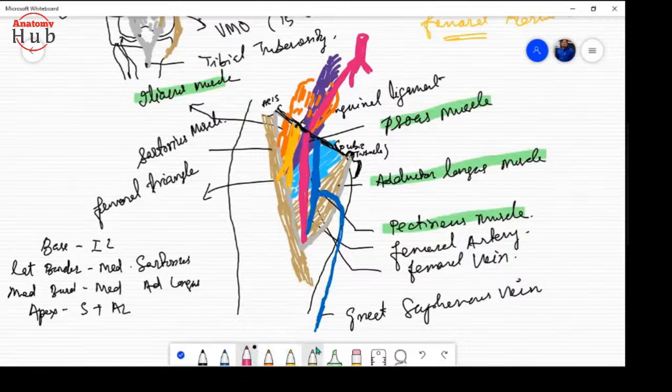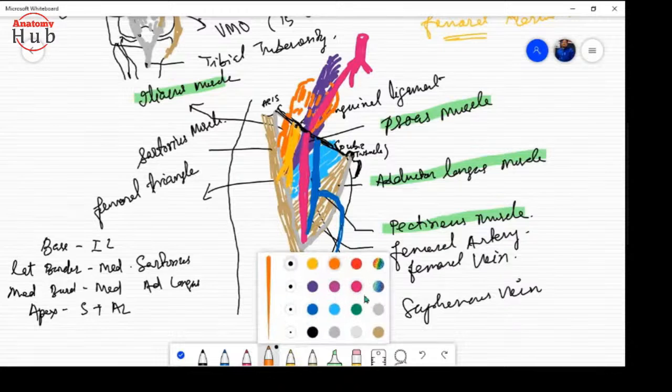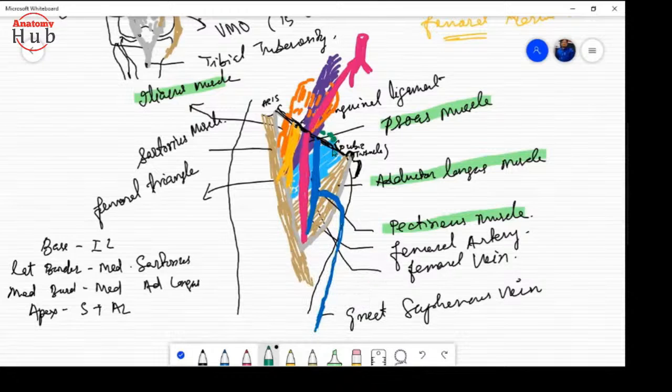Other structures that I will draw in green. So here you will find some other structures. These structures are known as your lymph nodes, the inguinal lymph nodes. So inguinal lymph nodes are here. That means all these structures are the contents of the femoral triangle.